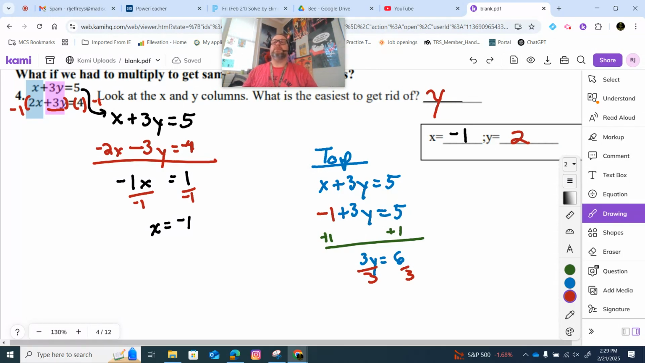No, we're combining terms. Okay, do you see this over here where I multiplied all this at the bottom by -1? So I can get the y's to cancel. Remember, that was the goal, to get one of the variables to go away. All right. So that was number 4.